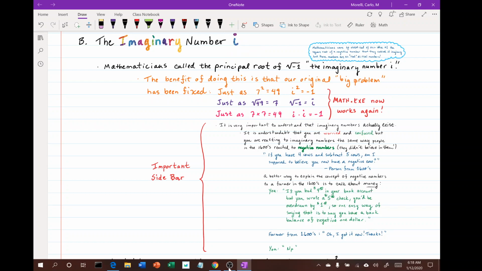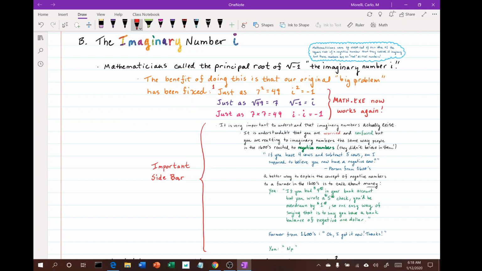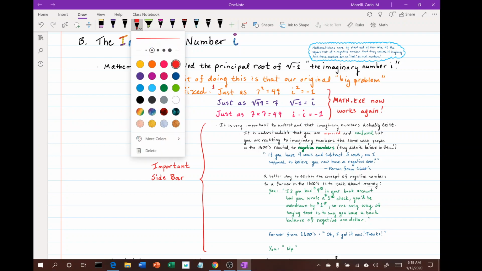The benefit of doing this is that our original big problem has been fixed. So let's go through these three little exercises here. Here is the first one.